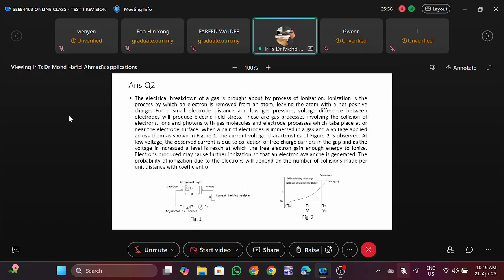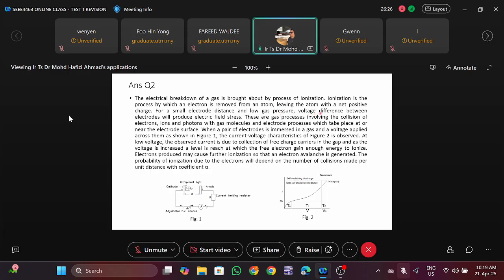So this is some answers. You might see that here. Ionization process in which electrons, get my pointer here. So when an electron is removed from the atom, it leaves the atom as a positive ion. And then for a small gap distance and also low pressure, okay, I forgot to mention low pressure.